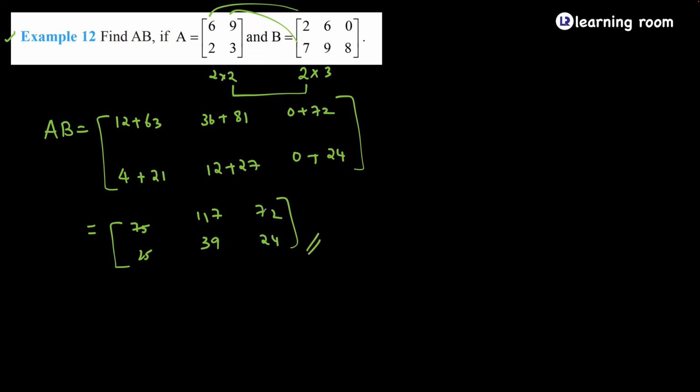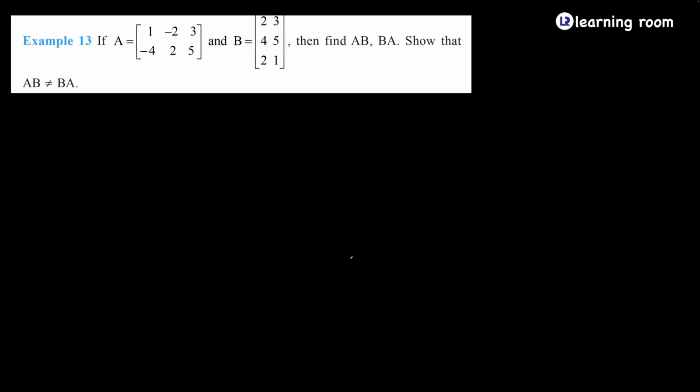According to matrix multiplication, what should the resultant matrix have the order as? Order should be 2 cross 3. So is this of order 2 cross 3? 2 rows, 3 columns. Right. So maybe this one alone will do it, because here we'll understand that AB is not equal to BA.